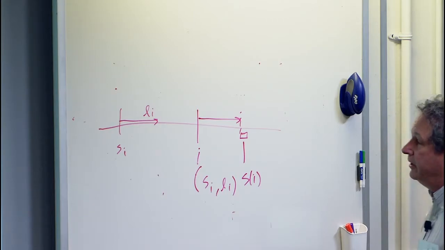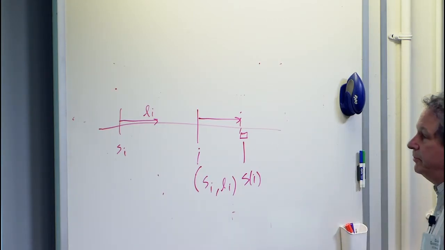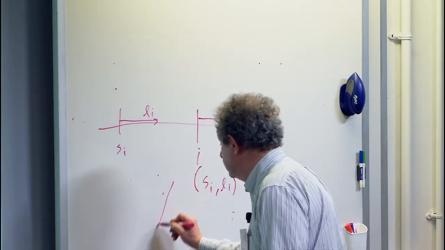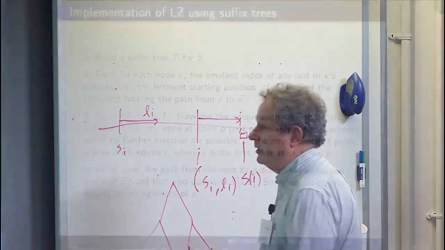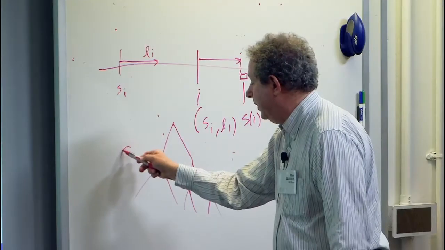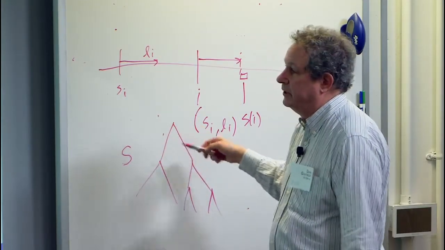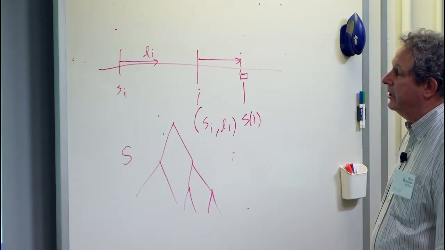Okay, well, how do we implement this algorithm that I just told you about? It's really simple. You build a suffix tree for S, okay? All right. And then after we've built the suffix tree for S, we're going to process it with a linear time traversal, which will label every node V.